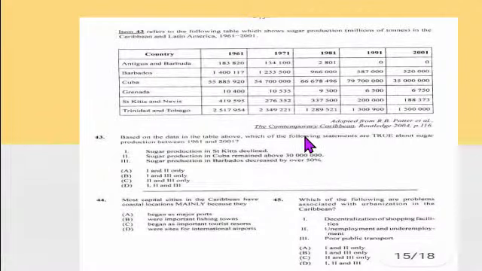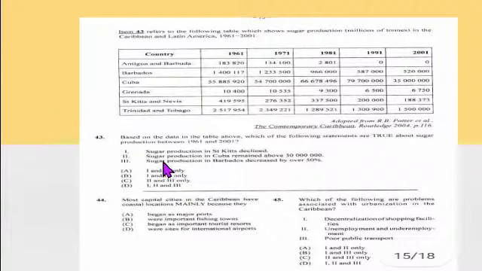Item 43 refers to the following table, which shows sugar production in the Caribbean and Latin America between 1961 and 2001. So 43, based on the data in the table above, which of the following statements are true about sugar production between 1961 and 2001? So it is all of here. One, sugar production in St. Kitts declined. Let's find St. Kitts. 4, 2, 3, 2, 1. Yes, it declined. So one is in.